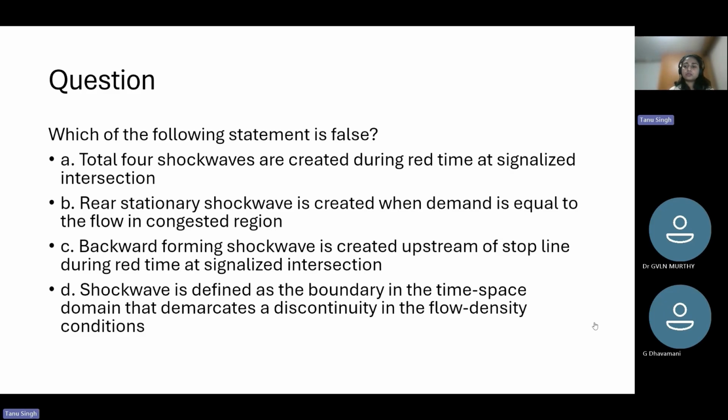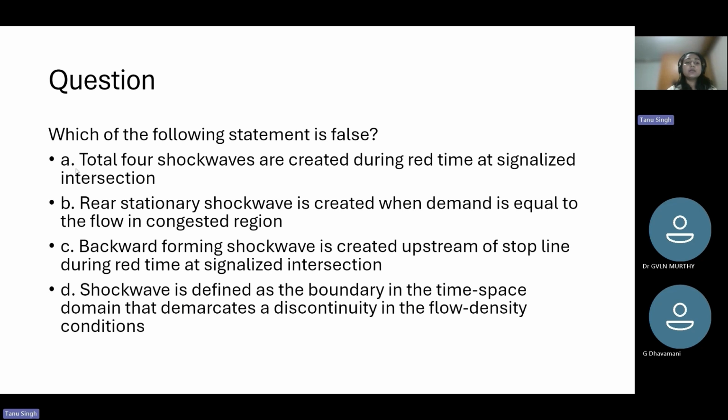Okay, so the first statement is total 4 shock waves are created during red time at a signalized intersection. That is a false statement. As we have seen, more than 4 shock waves were created. It was A to B, then B to C, then C to D, and also from B to D, and also A to D. So a greater number of shock waves were created at the signalized intersection.